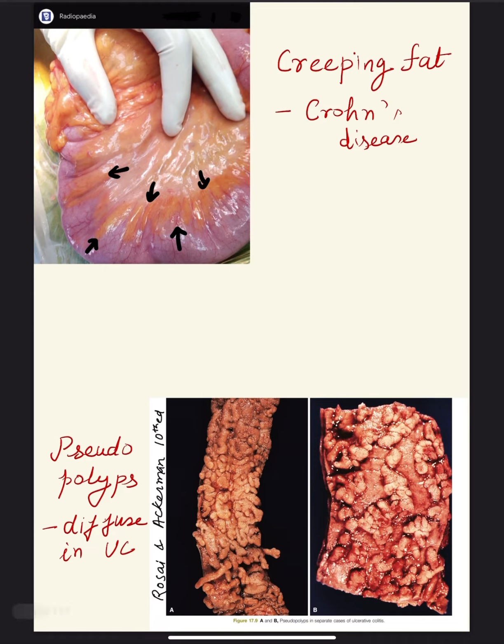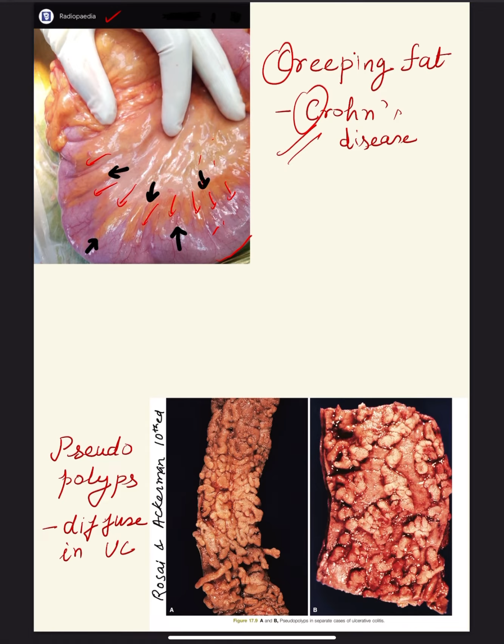Now again this is an image of creeping fat. This is the mesenteric fat, and this is the gut, and this fat is creeping over the serosal surface of the gut. This is seen in Crohn's disease because there is transmural inflammation and associated serositis. So this fat wraps over the serosal surface. So you have to remember C for C.